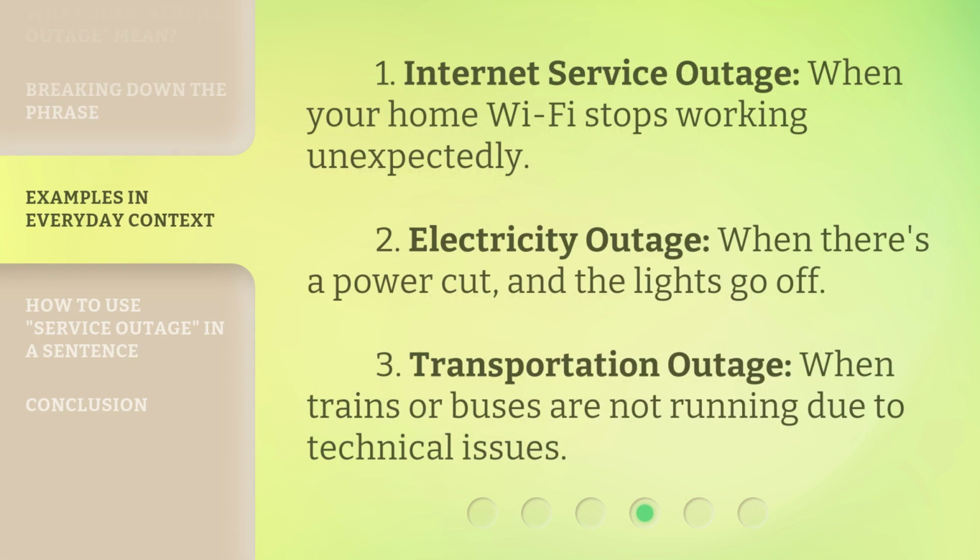1. Internet service outage. When your home Wi-Fi stops working unexpectedly. 2. Electricity outage. When there's a power cut, and the lights go off. 3. Transportation outage. When trains or buses are not running due to technical issues.